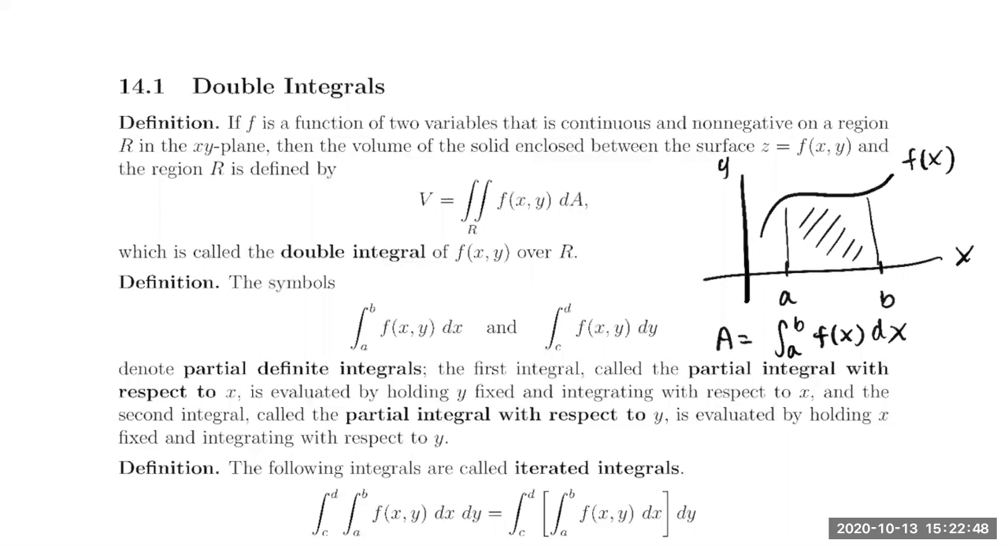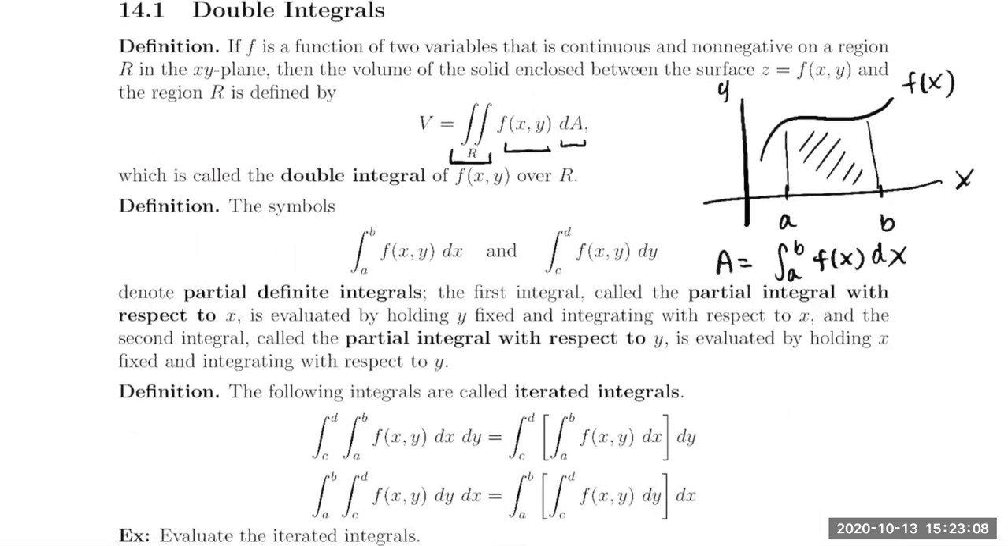When I add a dimension to area, it becomes a volume. So you'll notice now we have two integral signs, two variables in our function, and instead of a dx or a dy, we have a dA. So we'd like to better understand what that differential dA is actually representing. All right, so first let's break down the symbols.